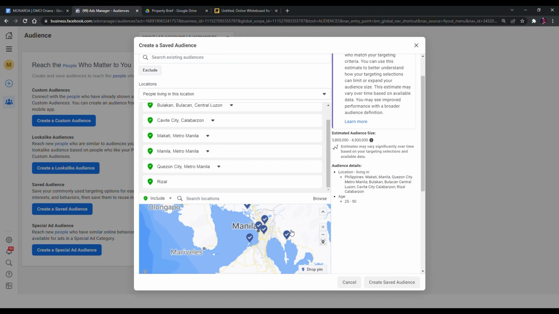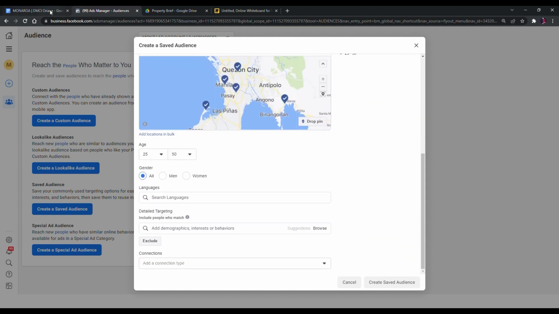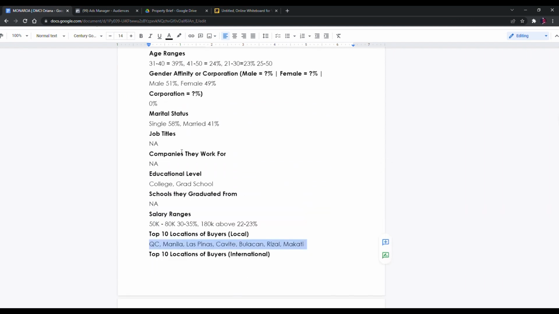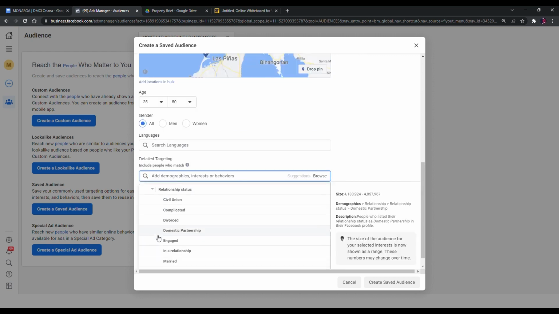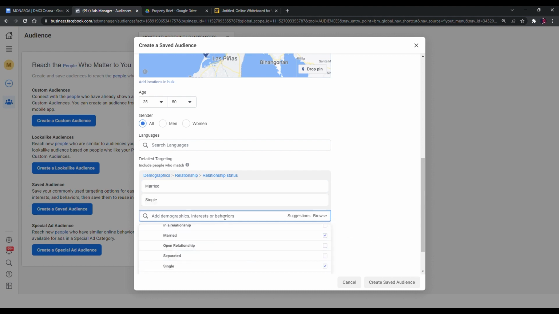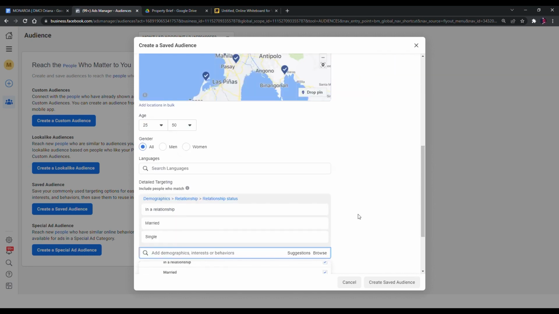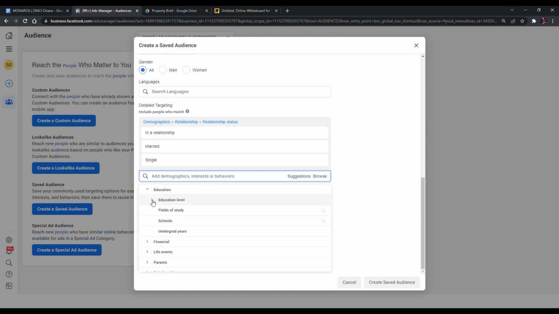Alright, so now it's time to go ahead and narrow this down. The first one that we're going to check is the marital status and the educational level. I'm going to use this, browse demographics, relationship status, want them to be married or single, and also in a relationship. How many people do we have? 1.8 to 2.1. And then next for the education level.